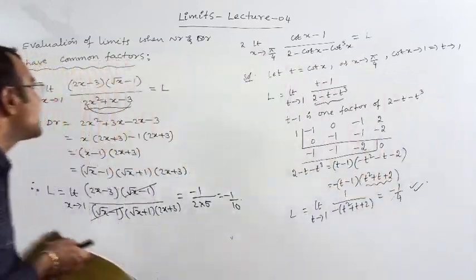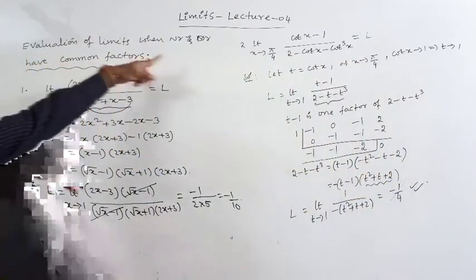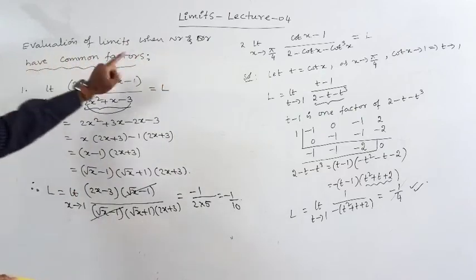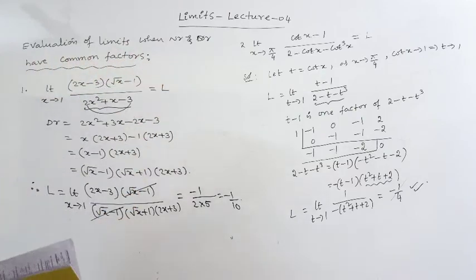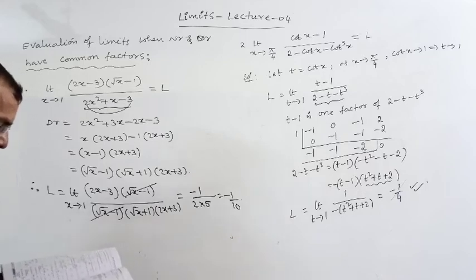So just we are cancelling common factors. Evaluation of limits when numerator and denominator have common factors. We have to notice those common factors and cancel them. Right? Okay, you write down.